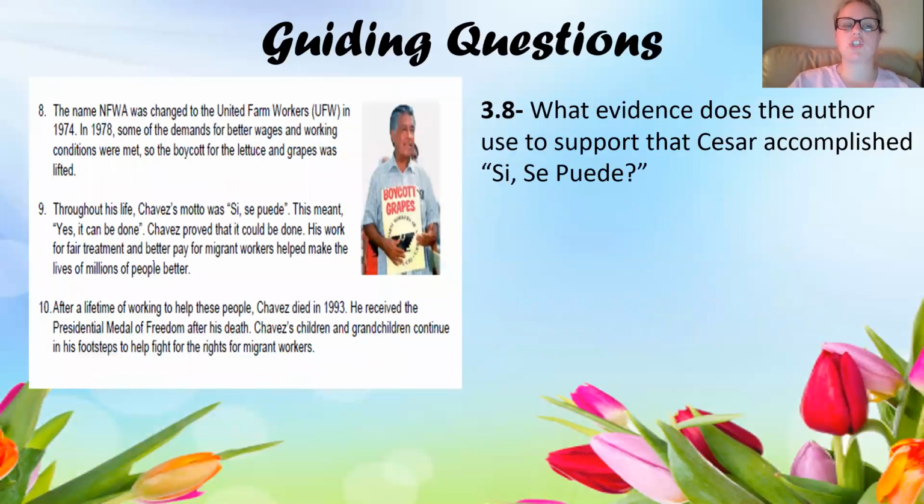All right, our last question. What evidence does the author use to support that Caesar accomplished si se puede? So I'm going to look for that phrase in the last part of the text. So I see it right here, si se puede. So throughout his life, Chavez's motto was si se puede. This meant, yes, it can be done. Chavez proved that it can be done. Okay, so let's keep going.